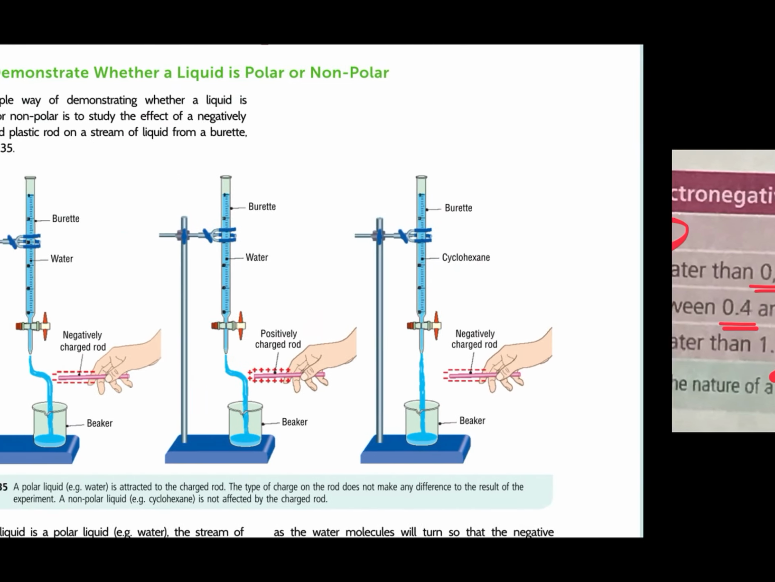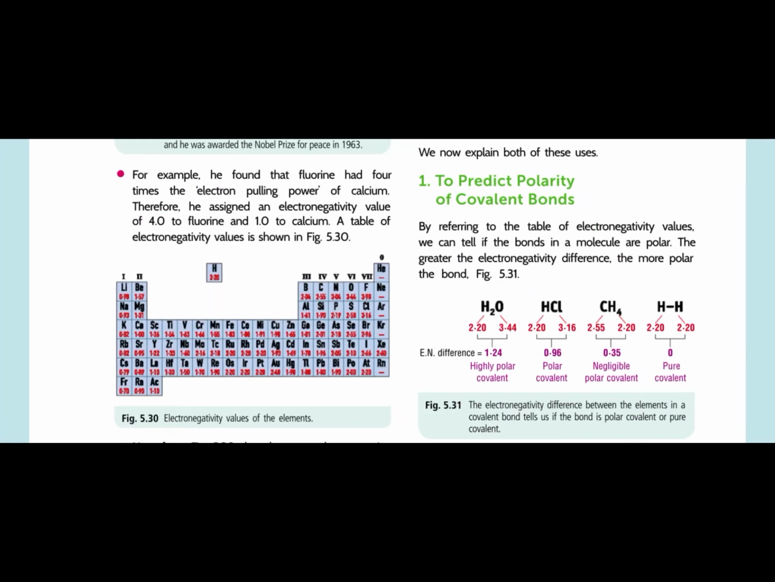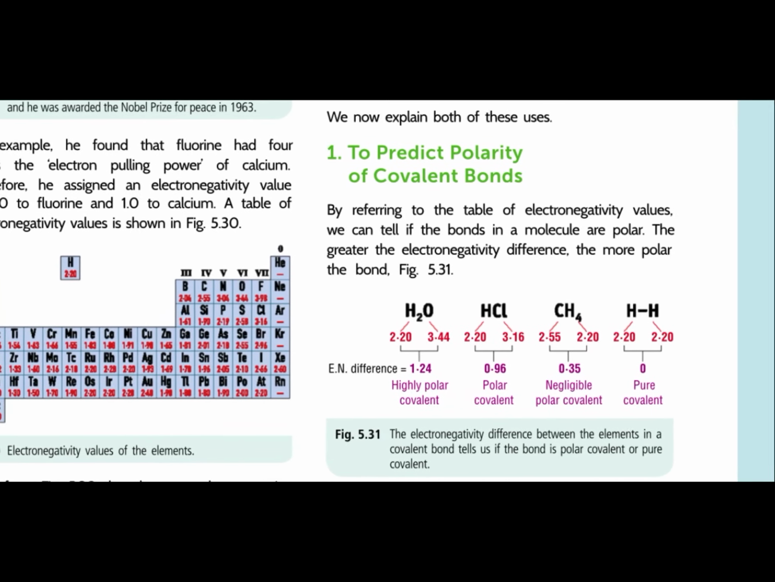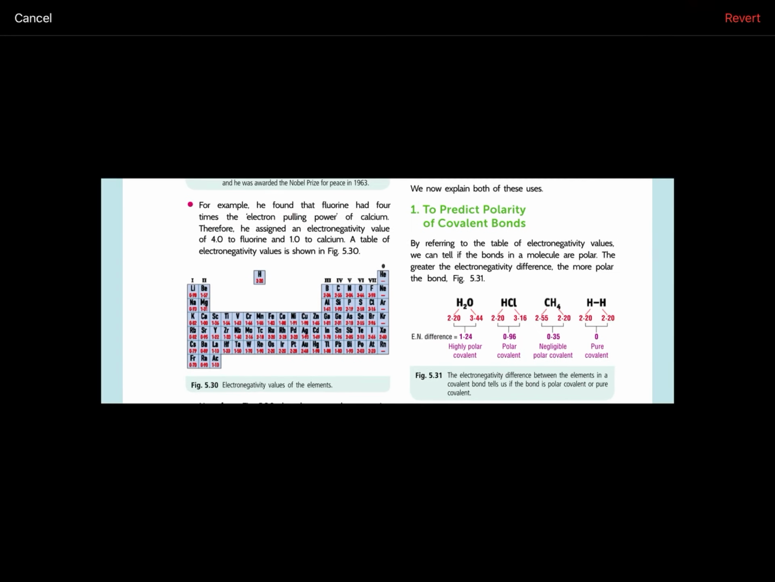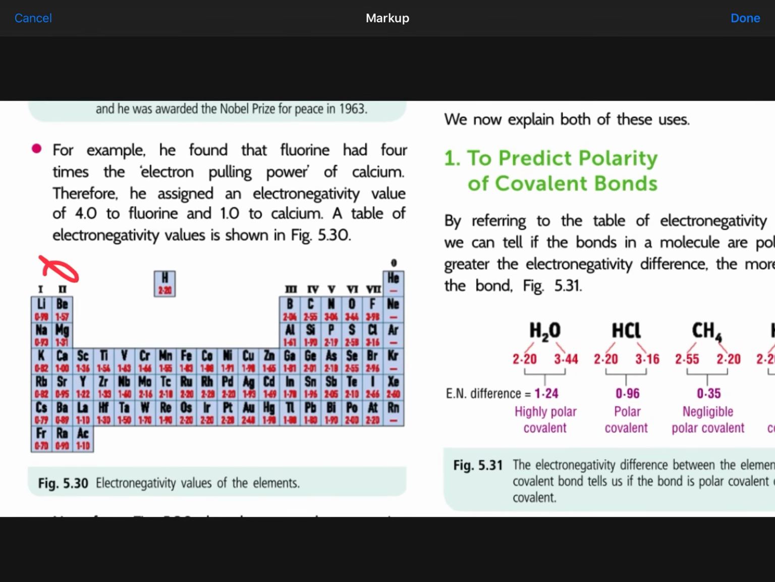Now I just want to show you the table of electronegativity values, which is in your logbooks. You don't need to remember those values, so you use the table. Now look over here, they're working out some examples.